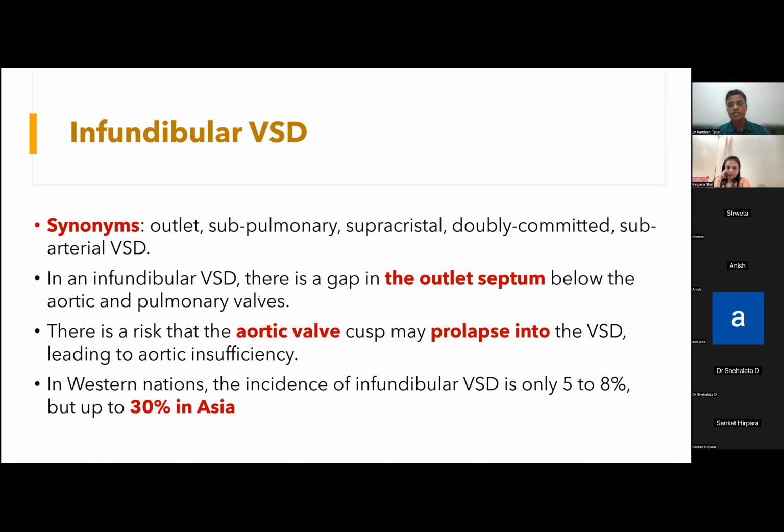In infundibular VSD, there is a gap in the outlet septum. Usually this is associated with a high kind of VSD, because it is an outlet VSD. Many times it is associated with aortic valve prolapse because it is near to it. Even in perimembranous VSD, there are chances of aortic valve prolapse causing aortic regurgitation, which is one of the indications to close the VSD irrespective of the age of the child. This infundibular type of VSD is not very common, with an incidence of 5 to 8% in the Western world, but in Asia it is higher, up to 30%.